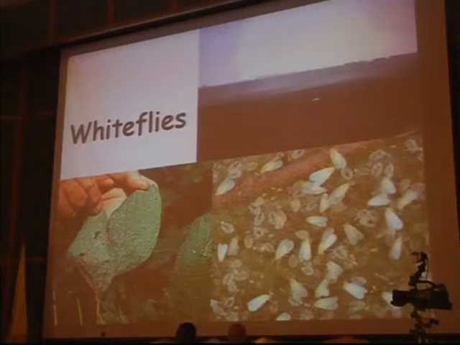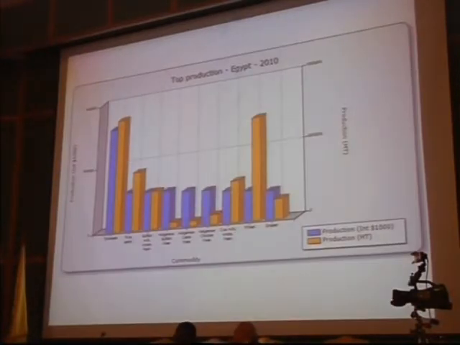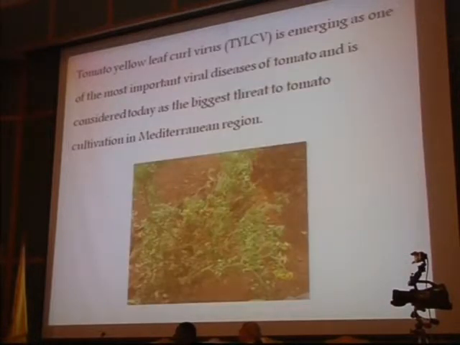Here we can see the whitefly can be found in a large population, and this is not a cloud. This is a whitefly infesting cotton in the United States. So it's a huge number of insects. In Egypt, one of the most important crops is tomato, because we have a lot of production and a lot of area is cultivated with tomato. So tomato yellow leaf curl virus is the main problem in cultivating tomato in Egypt and all the Mediterranean region.